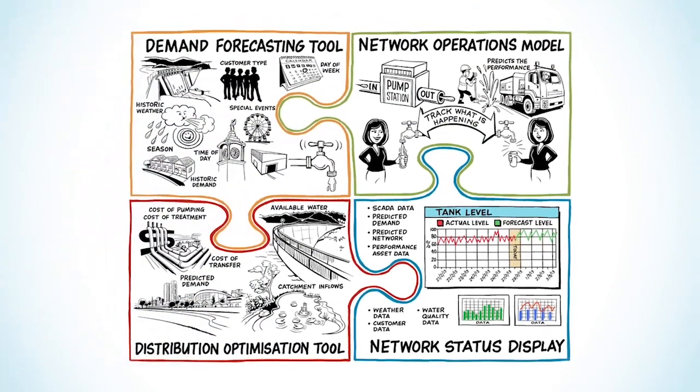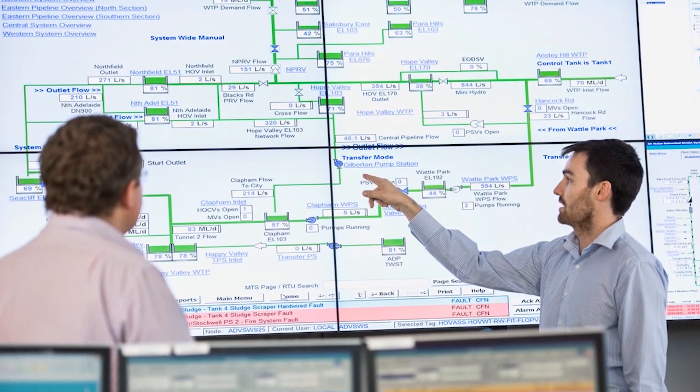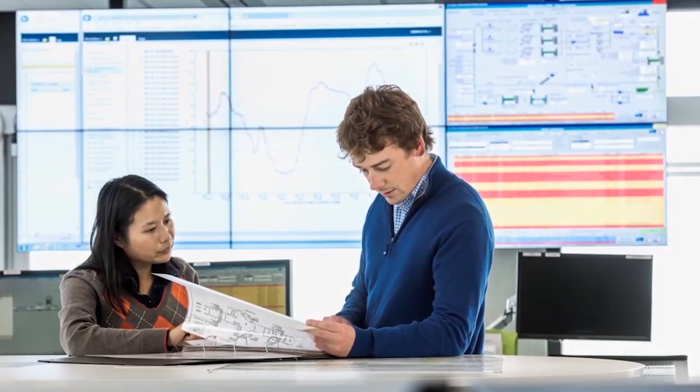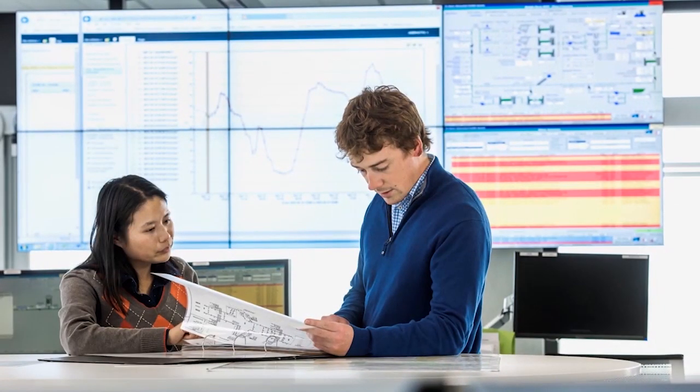The demand forecasting tool can calculate water demand across the entire network at 30-minute intervals for 7 days. The tool uses forecast weather data from the Bureau of Meteorology, historic demands, calendar information for special events or weekend, weekday, seasonal customer consumption data, customer type and customer location information.